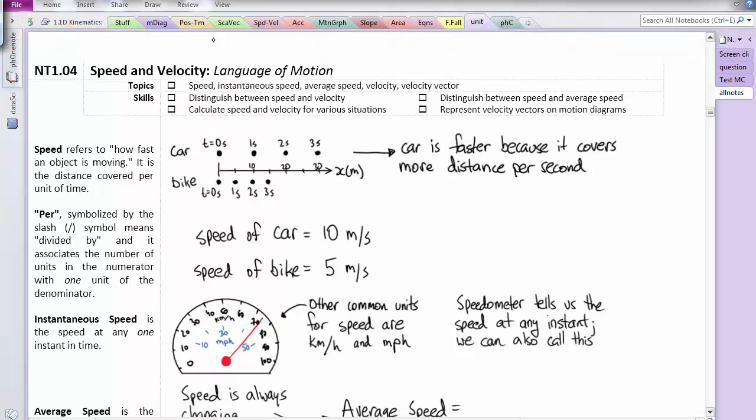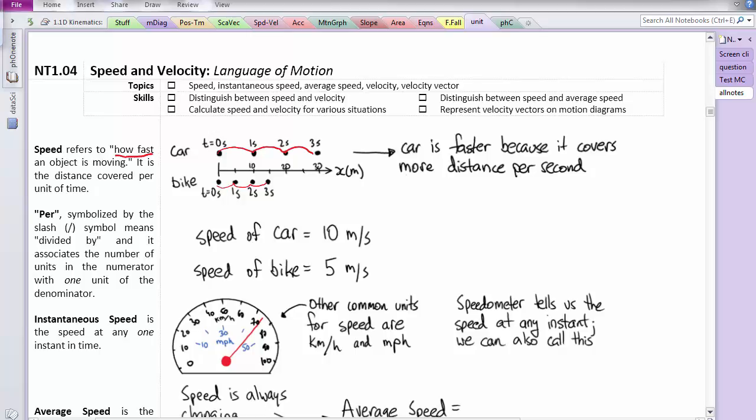In this lesson, we're going to be looking at speed and velocity, the language of motion. Speed refers to how fast an object is moving. It is the distance covered per unit of time. In this case, you can see the distance covered by the car per unit time is greater than with the bike. So we say the car is faster because it covers more distance per second.